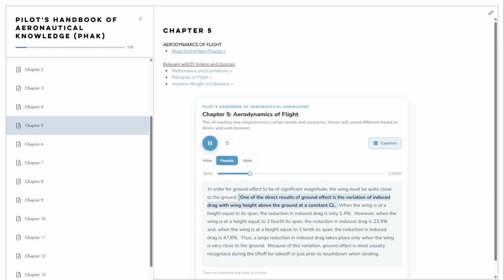One of the direct results of ground effect is the variation of induced drag with wing height above the ground at a constant CL. When the wing is at a height equal to its span, the reduction in induced drag is only 1.4%. However, when the wing is at a height equal to 1/4 its span, the reduction in induced drag is 23.5% and, when the wing is at a height equal to 1/10 its span, the reduction in induced drag is 47.6%.